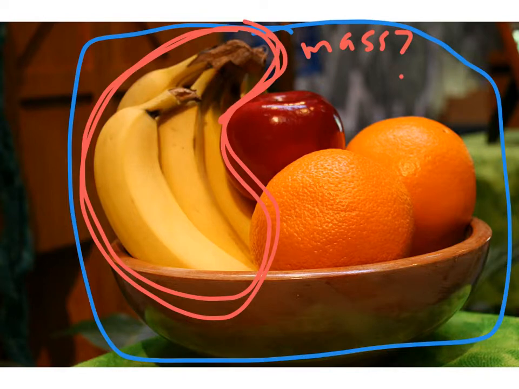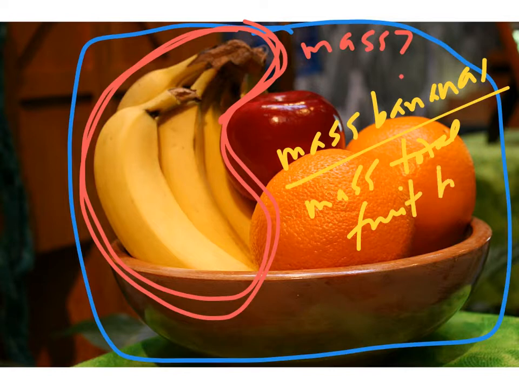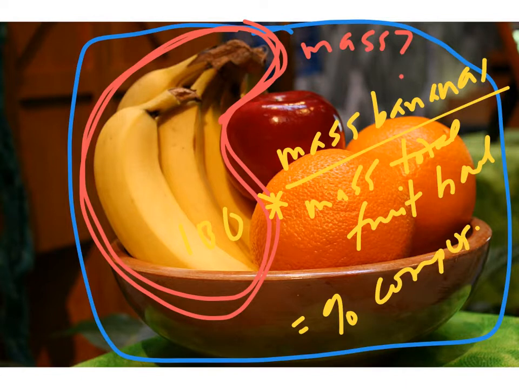And if I wanted to know the contribution of the bananas to the entire mass of the bowl of fruit, I would take the mass of the bananas and divide it by the mass of the total fruit bowl, and then I would multiply the whole thing by 100. And that would give me the percent composition of that fruit bowl that's due to the bananas. So to get the percent composition of the fruit bowl that's due to bananas, I would take the mass of the bananas and divide it by the total mass of the fruit bowl.